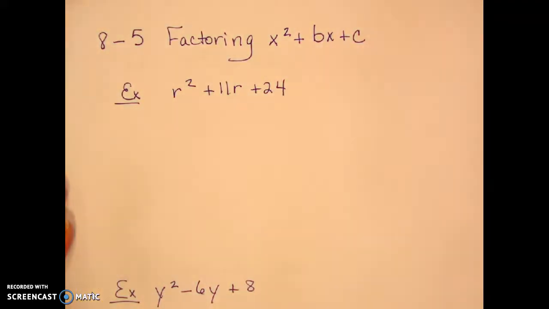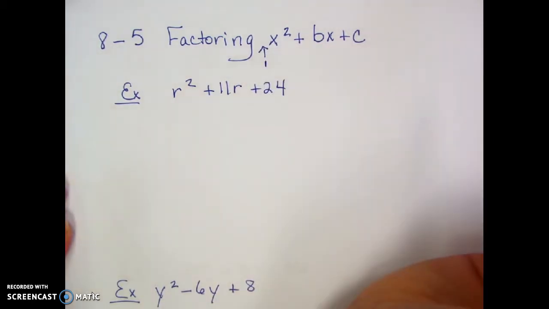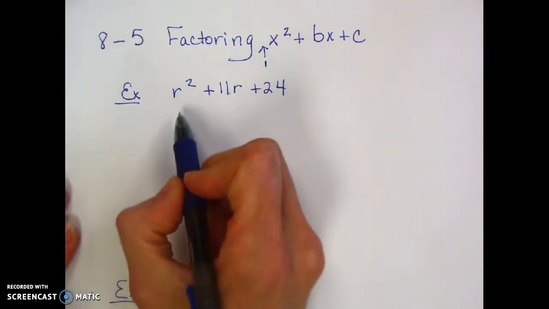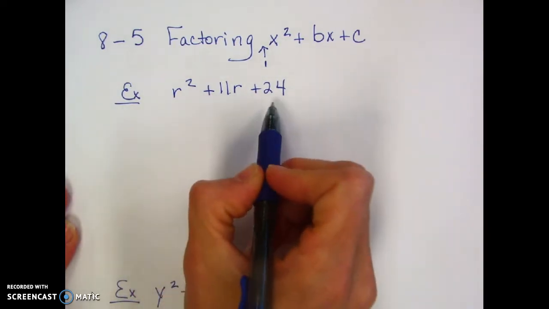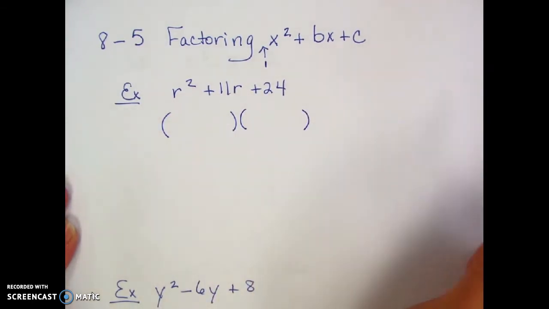Okay, 8.5, factoring when you have a trinomial in the form of x squared plus bx plus c. So in other words, there is no coefficient here except for a 1 right now. Eventually you'll see a different coefficient there. All right, so r squared plus 11r plus 24. We are trying to factor this into two parentheses.